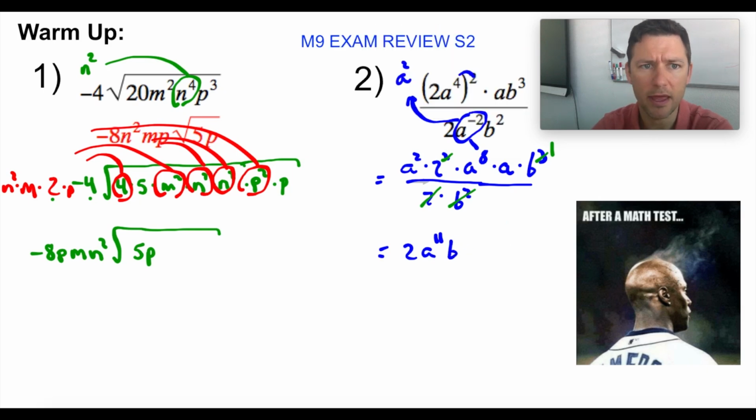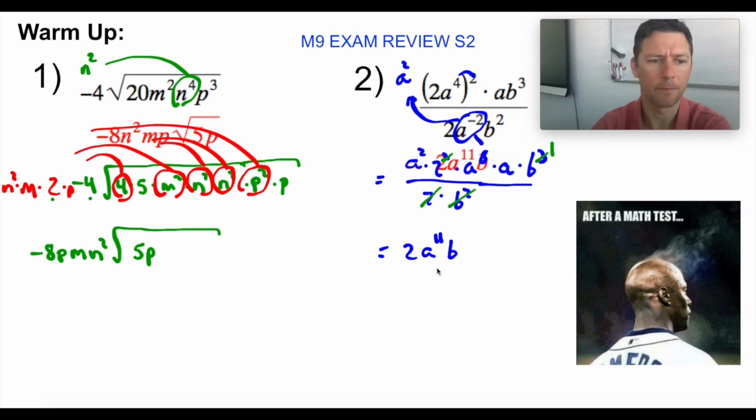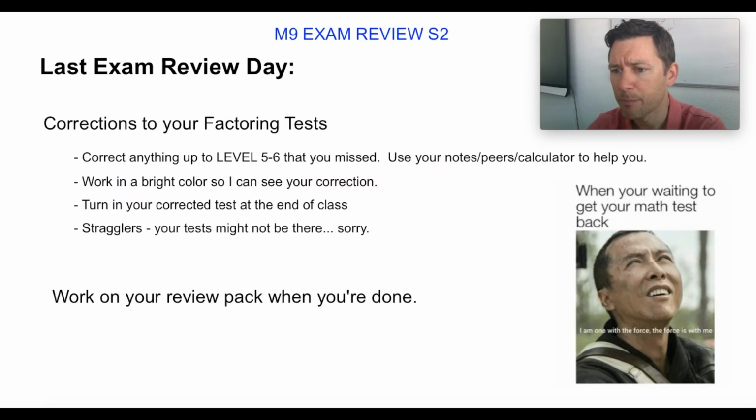I think that should do it. Let's try this. 2, a to the 11th, b. Good, great. So those are solid, and hopefully your brain isn't burning too much after those. Cool? Those should be straightforward ones.